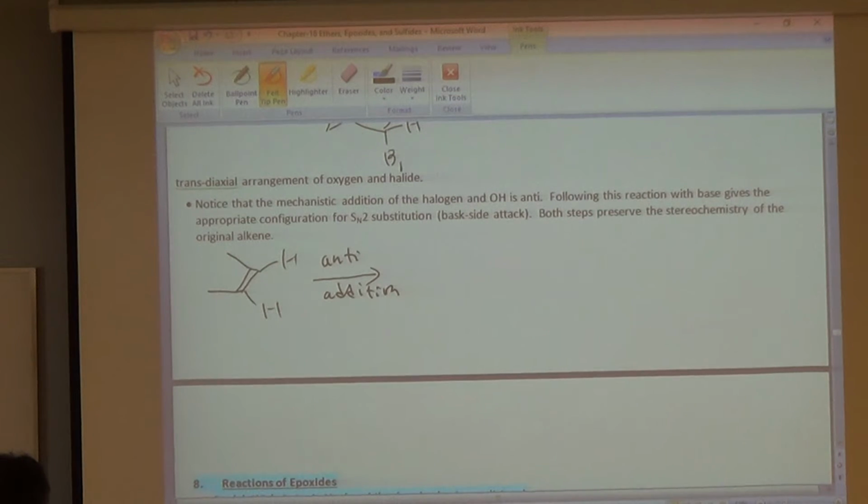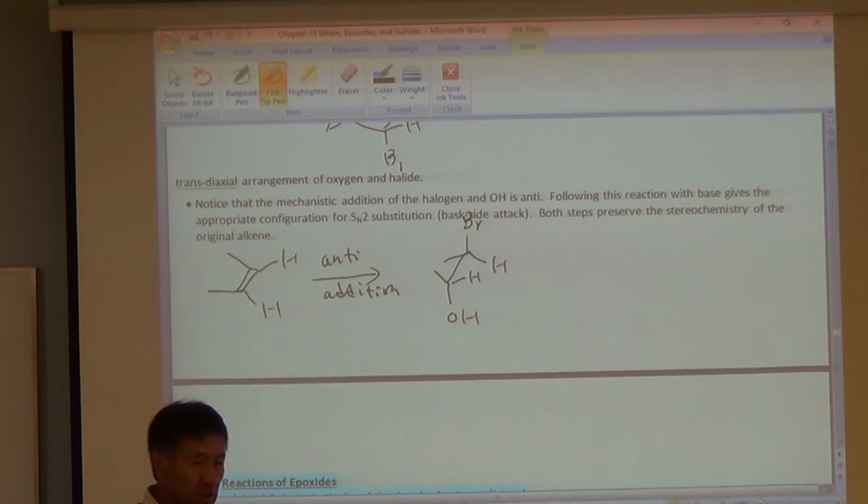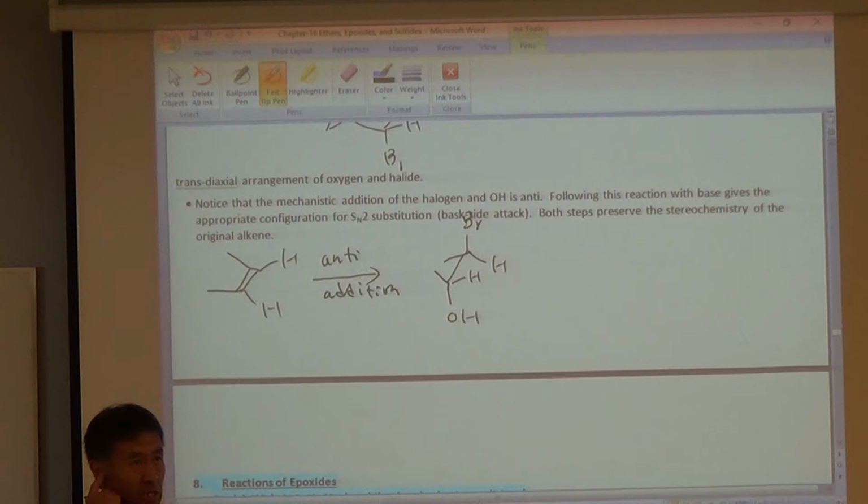Anti addition. What you produce is this structure, so the Br is on the top, and the H here getting a little lower, and the methyl getting a little lower. The OH comes on from the other side. And you still have the methyl, you still have this H here. So in this step you produce your halohydrin.